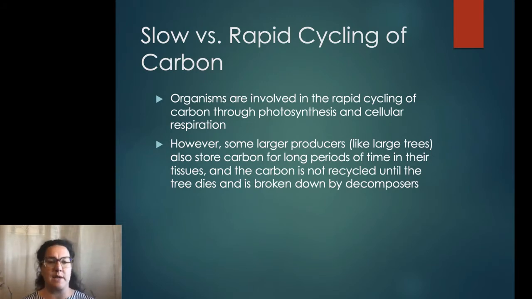Grass and, for example, agricultural crops have a short lifespan of less than one season, so they still count as that rapid cycling of carbon, because it will be released back into the atmosphere when we consume those grain products or when animals consume grasses. However, some larger producers, like large trees, store carbon for long periods of time in their tissues, such as their trunks or, in spruce trees, their needles. That carbon isn't recycled back into the atmosphere until the tree dies and is broken down by decomposers or is burned.